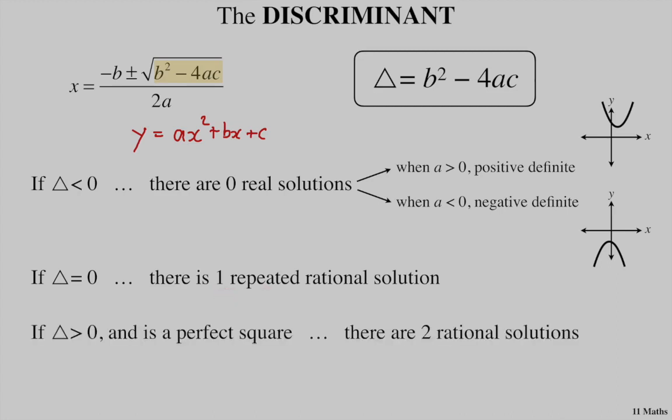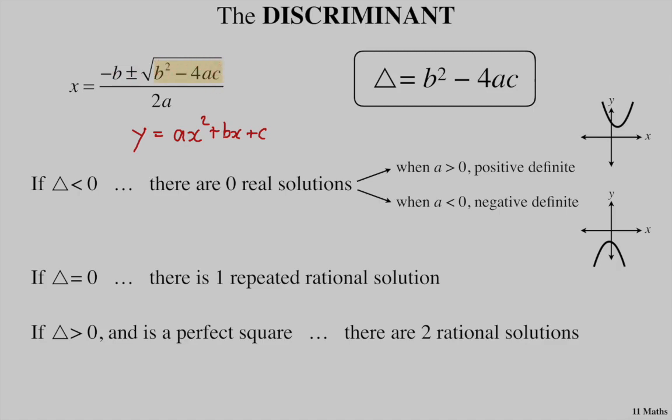Now let's look at what happens if the discriminant's positive. If the discriminant is greater than 0, that means the discriminant's positive. If the discriminant's positive, you get minus b plus the square root of a positive number and minus b minus the square root of a positive number. You're going to get two different answers.